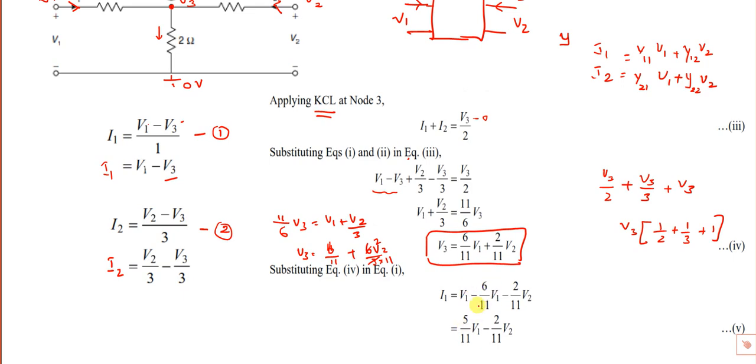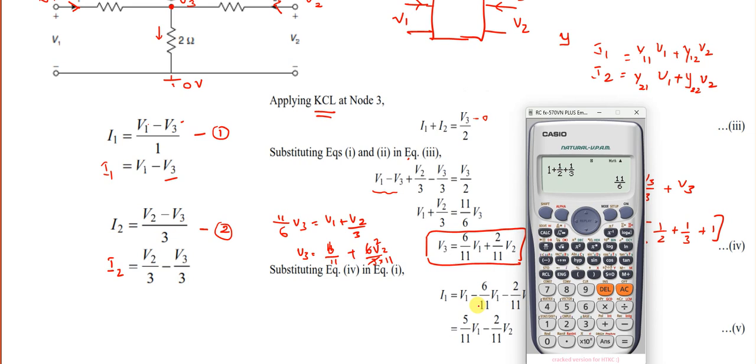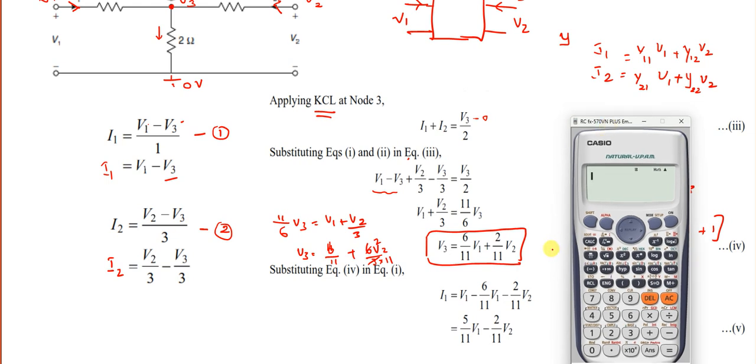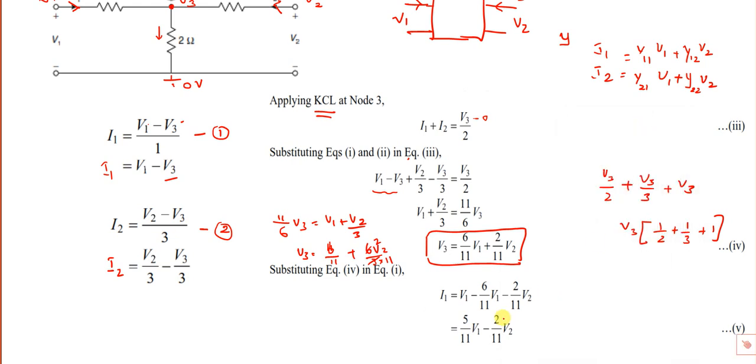Those who know, you can do it. Otherwise, I will show one more time how to subtract. Few students, slow learners, cannot do it. That's why I'm explaining step by step. So 1 minus 6 by 11, because each point is important. 5 by 11 only you are going to get. Those who are good in mathematics can directly write, but sometimes mistakes will happen, so be careful.